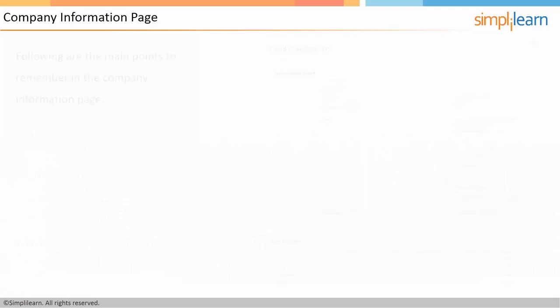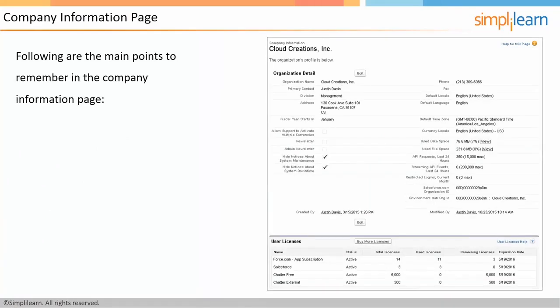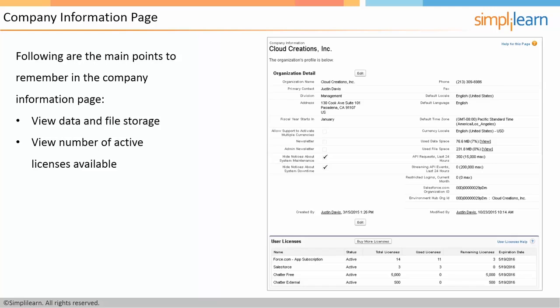So the next thing we're going to talk about is the company information page. The company information page has a few key points here. The most important, in my opinion, is being able to see your data and file storage as well as your active licenses. Not many customers go over the data limit, but if you do, there's only one place to go and find that, and that's in this company information page. Here we can see, for example, the used data space is at 7%, used file space is barely at 1% or 0% actually. You can see that as well as the number of active licenses down here at the bottom.